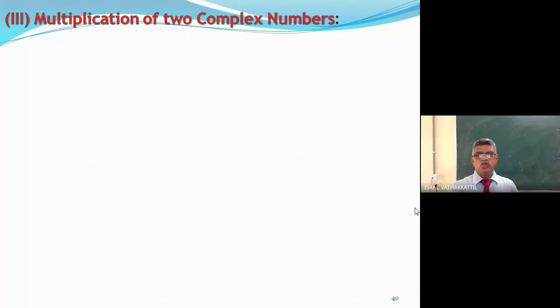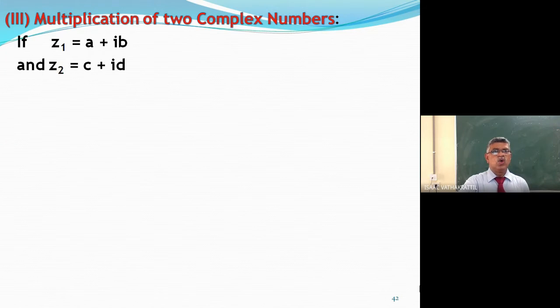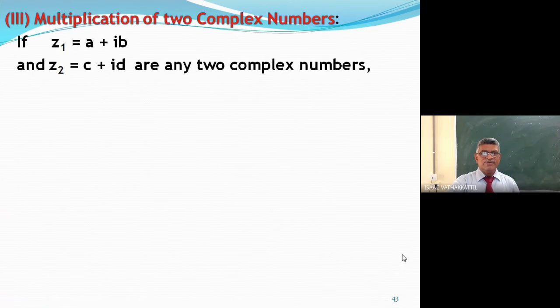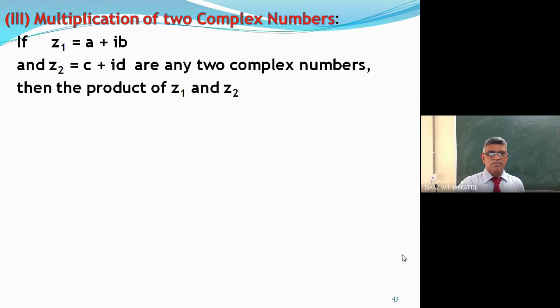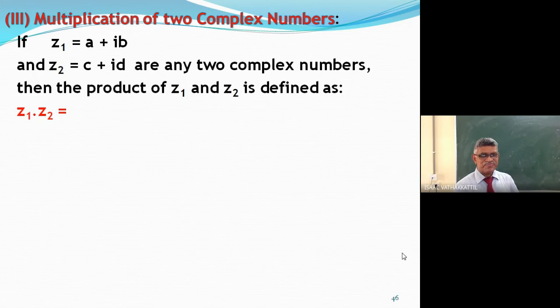Multiplication of two complex numbers. We are going to define the multiplication of Z1 and Z2, where Z1 is a plus ib, Z2 equal to c plus id. Later you can see how or why we define it like that. If Z1 equal to a plus ib and Z2 equal to c plus id are any two complex numbers, then the product of Z1 and Z2 is defined as Z1 Z2.